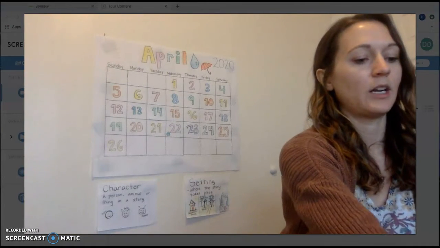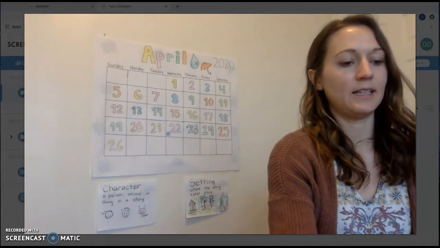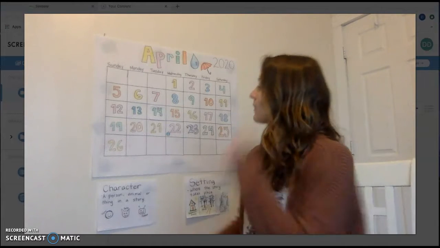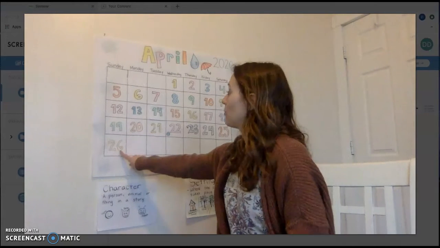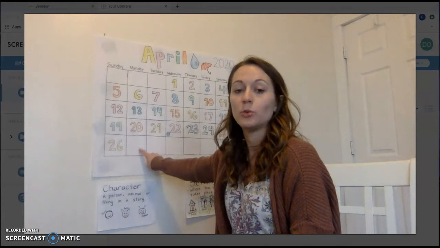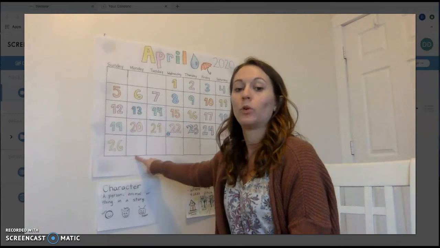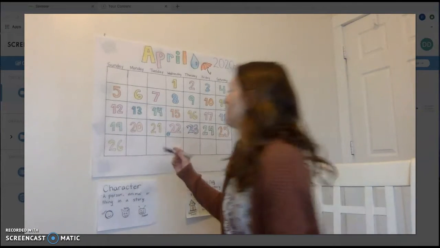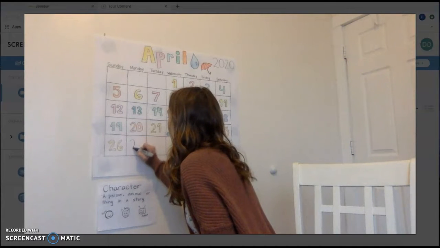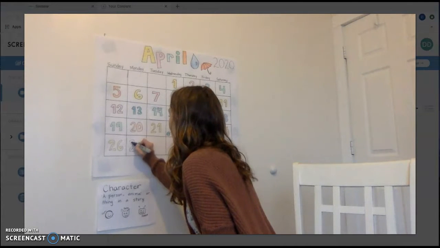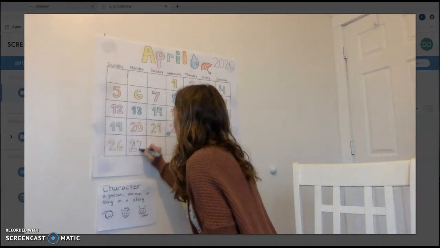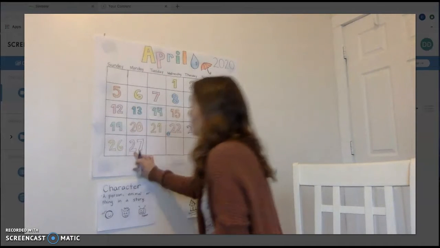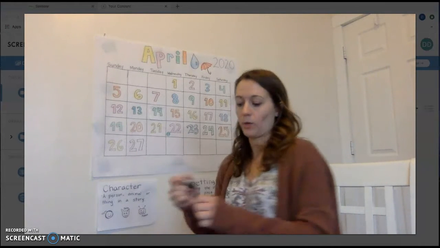So we still are in the season of spring. Let's take a look at our calendar and figure out what date it is and what day of the week it is. Yesterday was April 26th. So, what is today? If yesterday was the 26th, what is one more than 26? If you said 27, you are correct. So I'm going to put a 2 and a 7 because 27 has 2 10s and 7 1s.